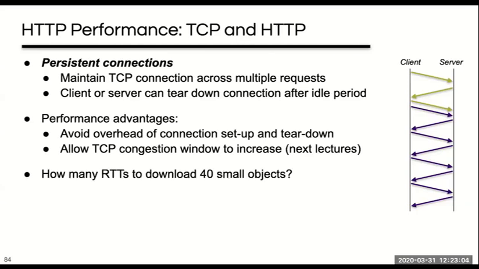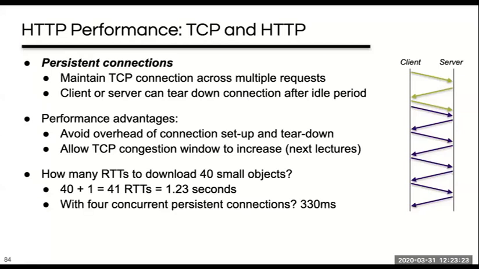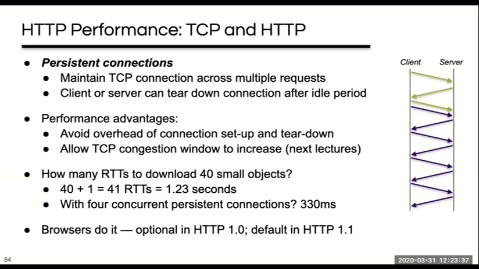So how many RTTs to download 40 small objects with a persistent connection? It takes 40 for each object, plus 1 for the TCP SYN and SYN-ACK. So with a 30 millisecond round trip, that's 1.23 seconds. That's a pretty substantial improvement. But you can combine it with concurrent connections. With 4 concurrent persistent connections, it would only take 330 milliseconds. So that's a big win, and browsers do this too. It was optional in HTTP 1.0. It's optional in 1.1 also, but it's the default.